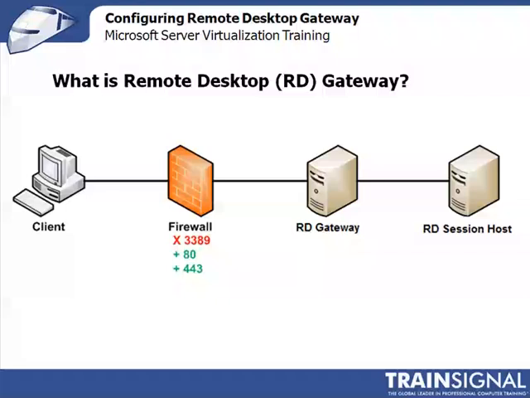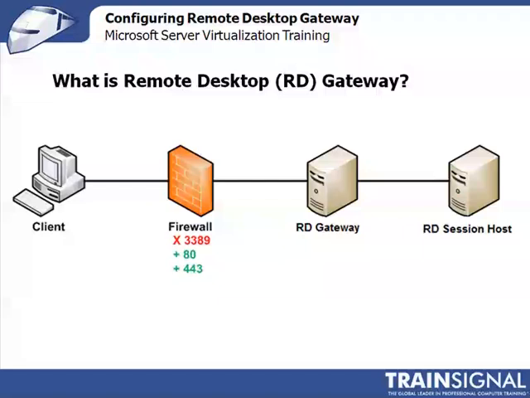So the idea here is the client can connect to the gateway via port 443. Okay, so we're going to use HTTPS to connect to the gateway. And the gateway will then be the only one who's truly communicating internally with the session host and will then present that session back out to the client via port 443 so that you have this secure connection from the internet.